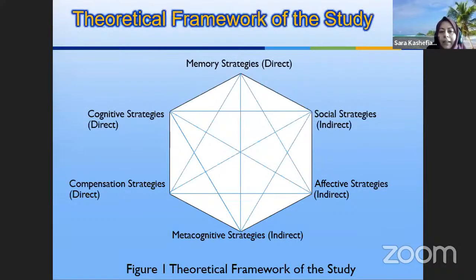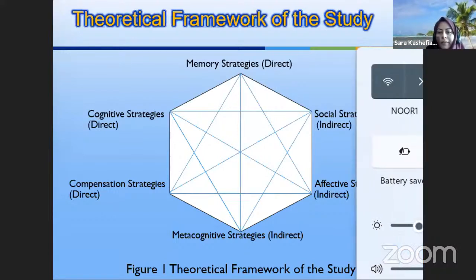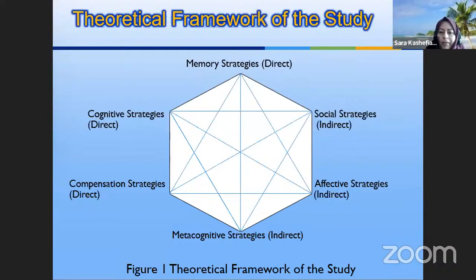Now, let's go to the theoretical framework of our study. The theoretical framework of our study is taken from Oxford, 1990, and it is displayed in this figure. When you look at it, what comes to your mind? We have memory, cognitive, compensation, metacognitive, affective, and social strategies. When you look at these strategies, you can guess that they are in some way related to one another.